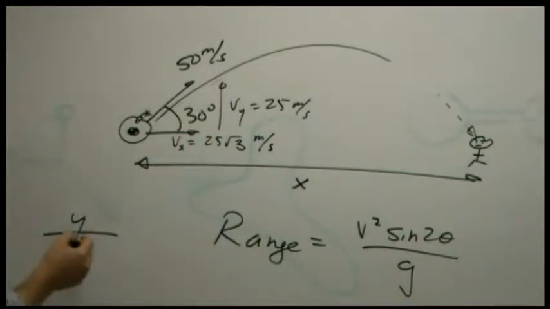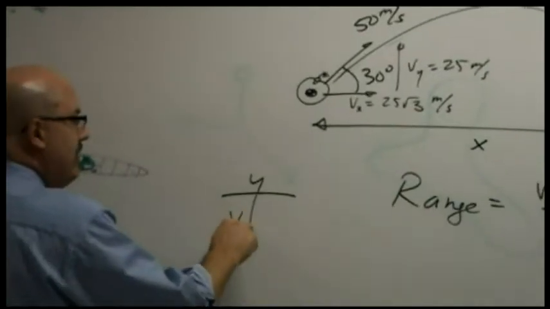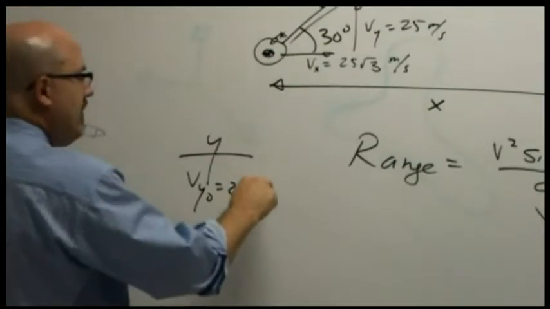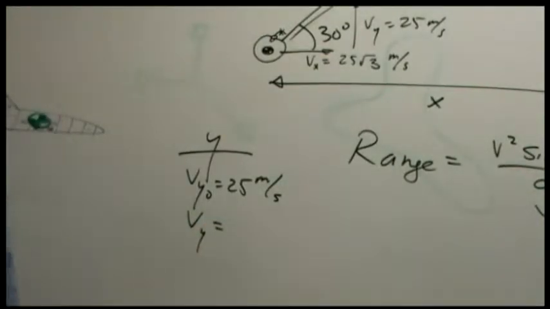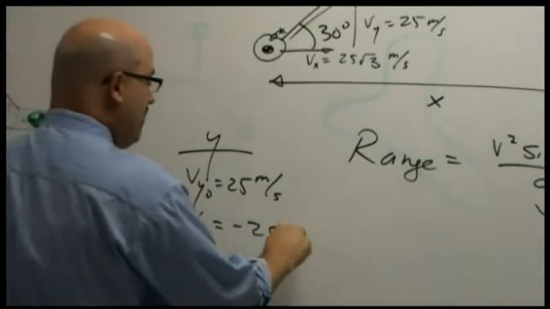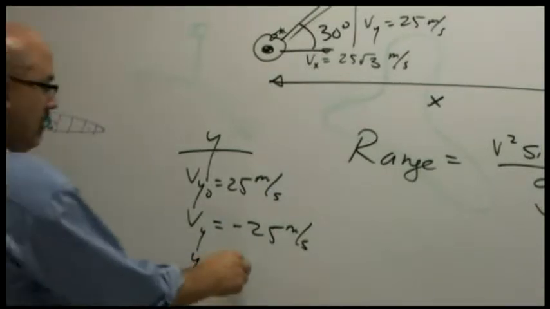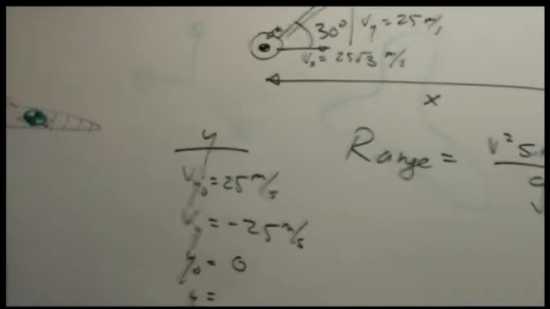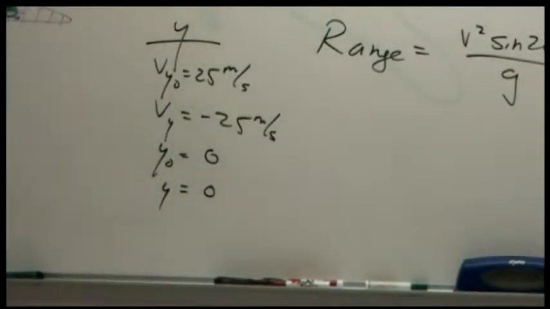The key thing here in the y direction is you know a lot of things, right? In the y direction, you know the initial y velocity is 25 meters per second. And you know the landing velocity. What's the landing velocity? Negative 25 meters per second. Okay? You know its starting location. Where's it beginning? 0. And you know where it lands. What landing height is it? 0.